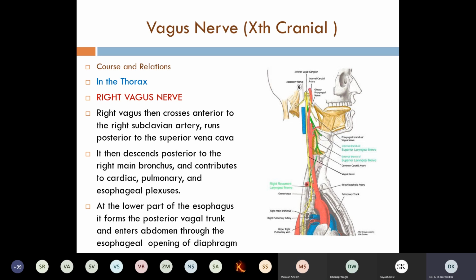It will form the plexus at the root of the lung. It will form the plexus at the esophagus, the esophageal plexus. So remember these three things, which are going to help us. Now it will descend posterior to the right bronchus or right root of the lung, and it is going to form the cardiac plexus and the pulmonary plexus. The cardiac plexus is going to supply the heart.